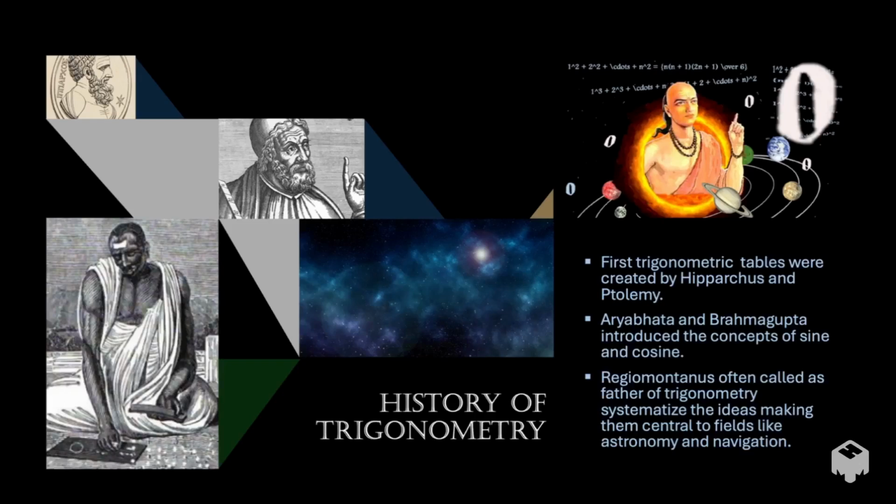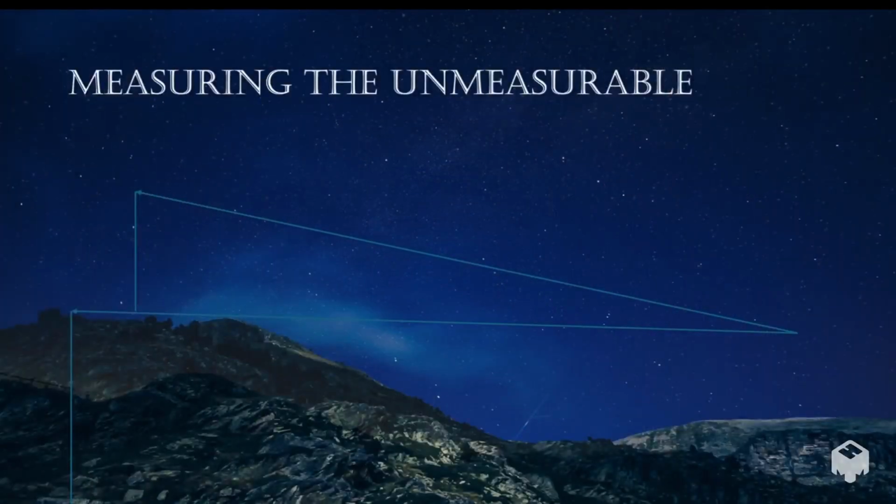In the European Renaissance, Regiomontanus, often called the father of trigonometry, helped systematize these ideas, making them central to fields like astronomy and navigation. Over time, trigonometry became a key part of mathematics, with applications in physics, engineering, and even modern technology. Measuring the unmeasurable.